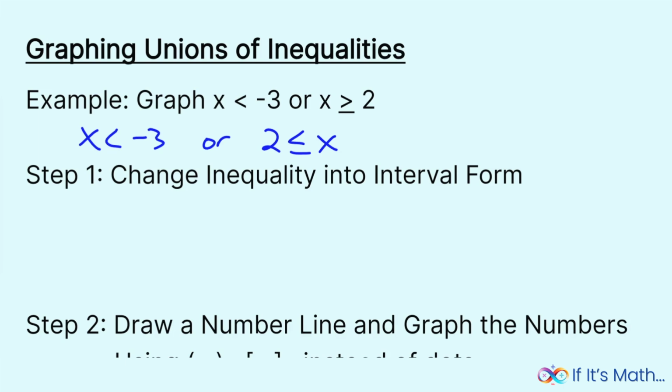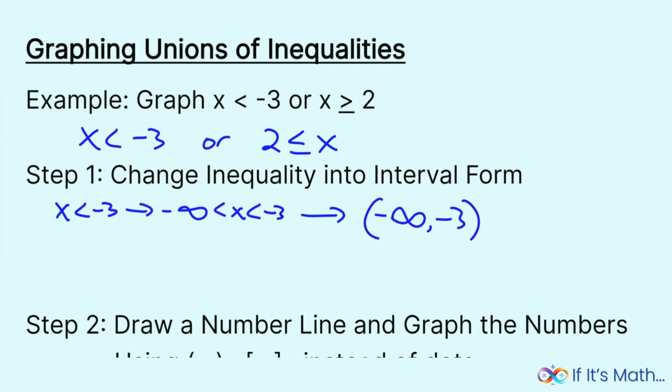So what we're going to do is exactly what we've done before. Go through the steps, and you just end up graphing two inequalities on the same number line. So step 1, we're going to change these inequalities to interval form. Let's start with the first one. If we have x is less than -3, that's going to give us -infinity is less than x is less than -3. So that is going to become -infinity, -3. There's no or equal to's here at all, so it's going to be parentheses for both of them.